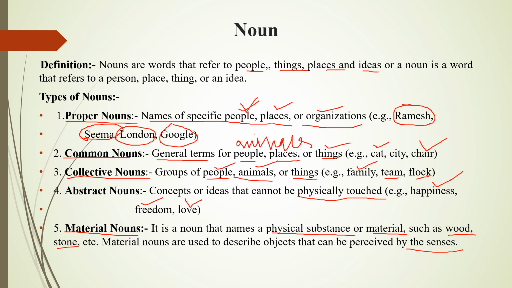So overall, if we give a brief recap of noun, we can say that a noun is a name of a person, place or thing or an idea. There are five types of noun. Proper noun, they denote certain names. Common noun, they are the general terms. Collective nouns, they show a group. Abstract noun, they are just the ideas or concepts which cannot be seen or touched. Material noun, they indicate certain physical substance or material.